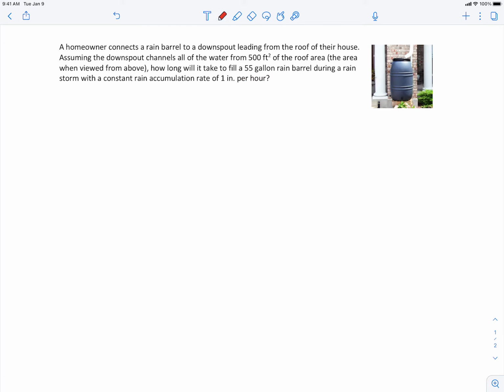Now, when it says that it's channeling all the water from 500 square feet of roof area, the area when viewed from above, what it means by that is, so let's say here's a house, and the rain barrel is here, and the rain's coming down. I'll just draw it on sort of half the house. What it means is that this cross-sectional area here is the 500 square feet, and it's coming down at an accumulation here of 1 inch per hour.